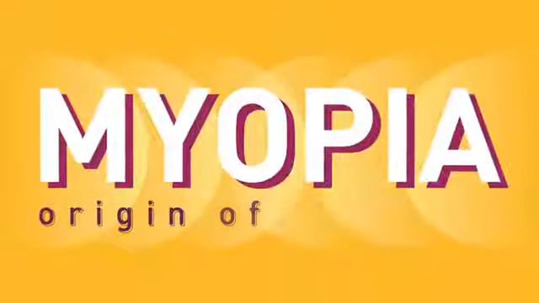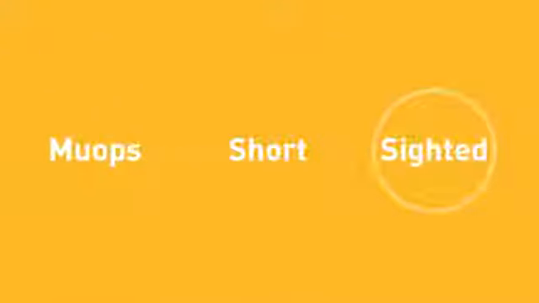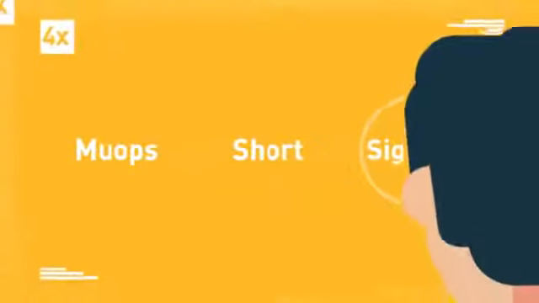Myopia. Origin of the word. It comes from the Greek word myopes, meaning short-sighted. These people cannot see distant objects clearly.